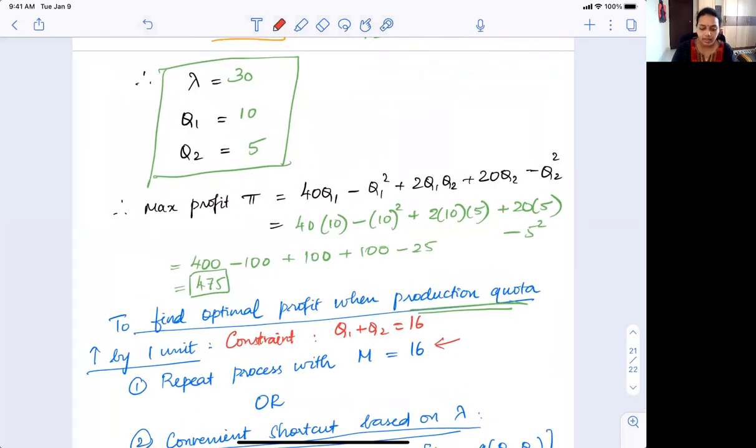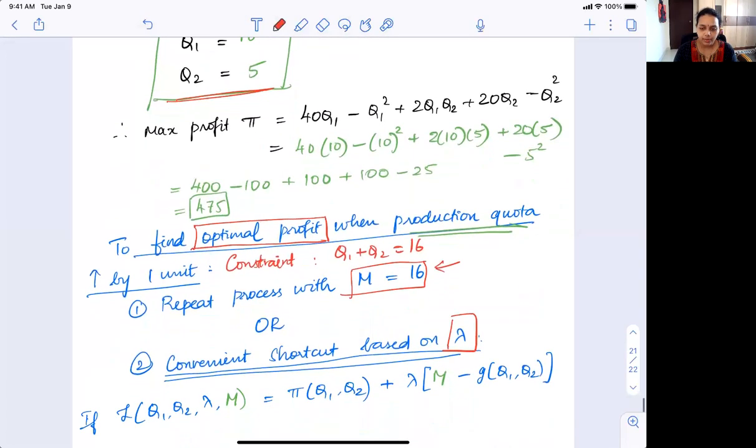One way to do this is to repeat the entire process by now setting M as 16 and repeating the Lagrangian approach. But that may be a bit cumbersome because we only want to find the change or the new profit when the constraint changes. So is there a convenient shortcut where we don't have to end up finding all of these input values once again? Actually, there is. And that shortcut is actually based on the lambda, which is the Lagrange multiplier.